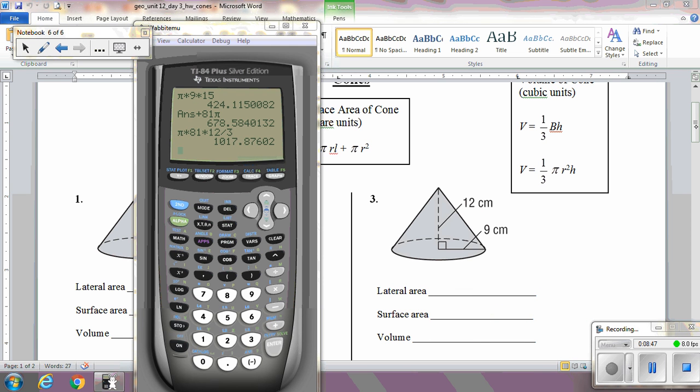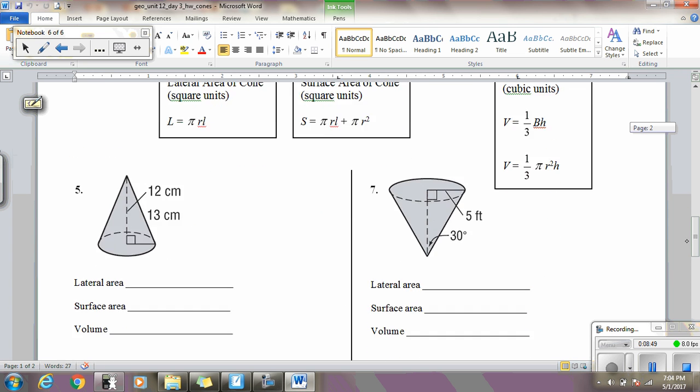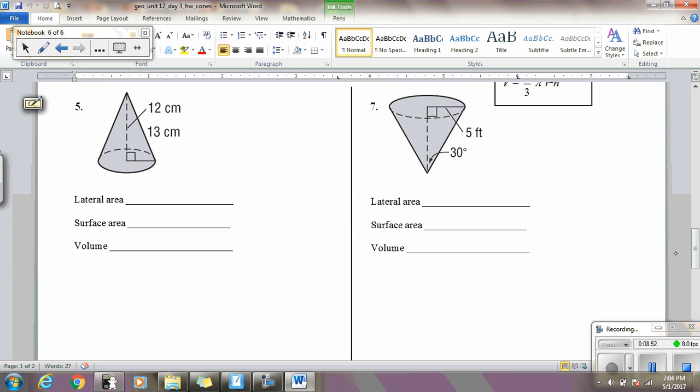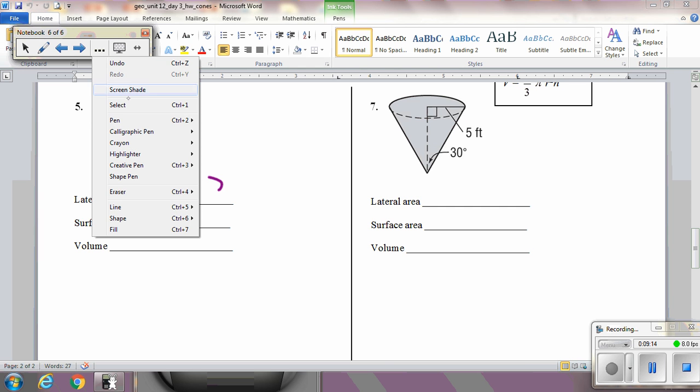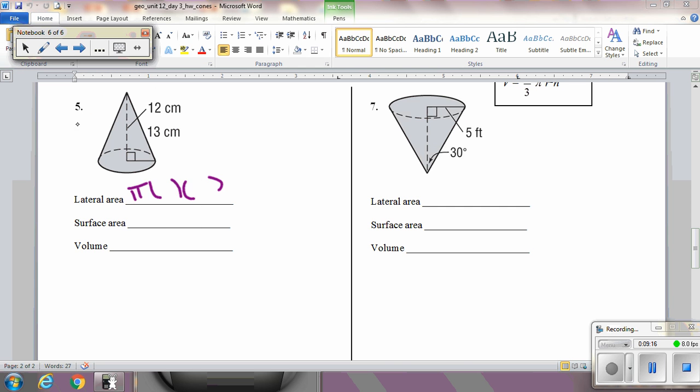Number 5 is next. Number 5 and on, we're going to do the exact area and volume. So that means in terms of pi. But the lateral, again, is pi times our radius times our slant height, as always. The radius of number 5 is not given, so we're going to find it using Pythagorean's theorem.